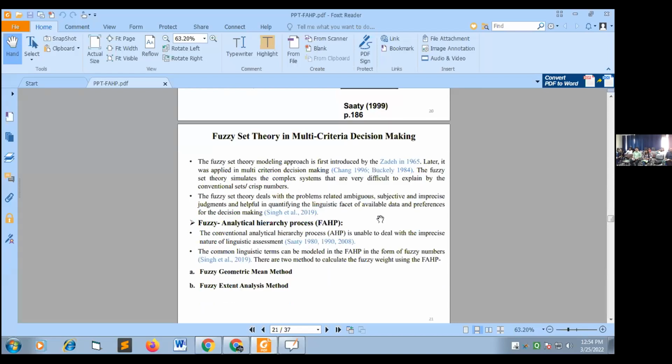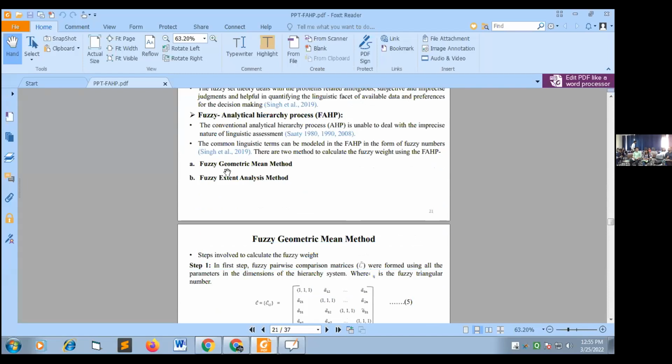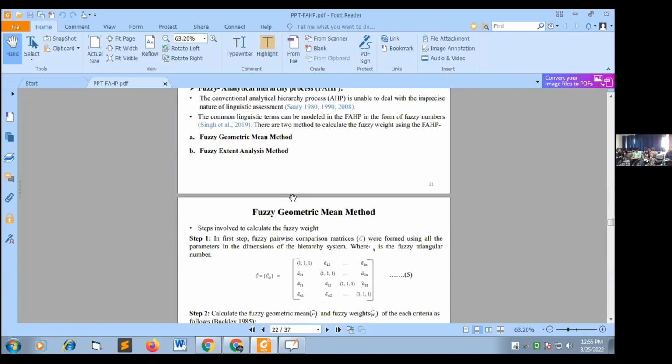The conventional AHP, as I told, is Saaty 1980. It is an imprecise and linguistic assessment. So I am discussing here two methods in fuzzy AHP. One is the fuzzy geometric mean method, and the second one is given by Chang, the fuzzy extent analysis method.